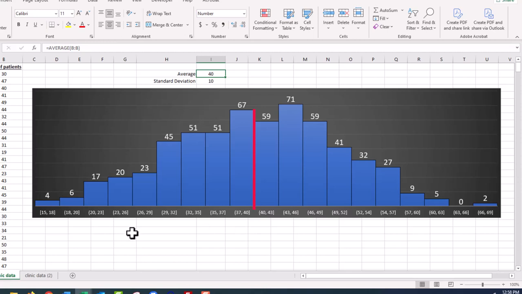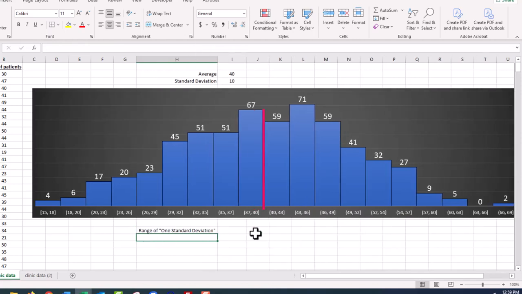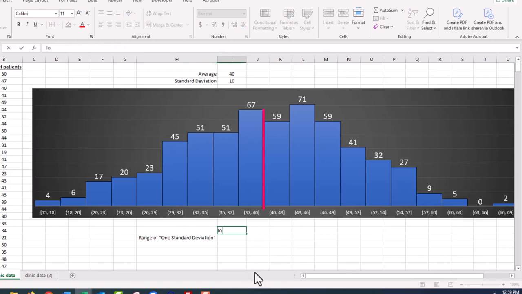Well, the idea we looked at in class this past week was the idea of not just the standard deviation, which is the average distance all the data is from the sample average, but a range, let's spell range right, range of one standard deviation. Okay, make that a little bigger so it fits. And the idea of that was a high and a low value. So to find the low value, you take the average minus the standard deviation, which in this case would be 30. And to find the high value, you take the average plus, which would be 40 plus 10, which would be 50.